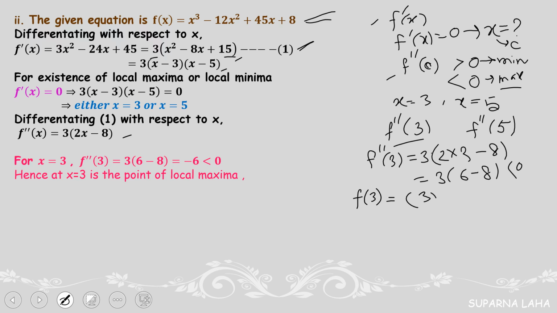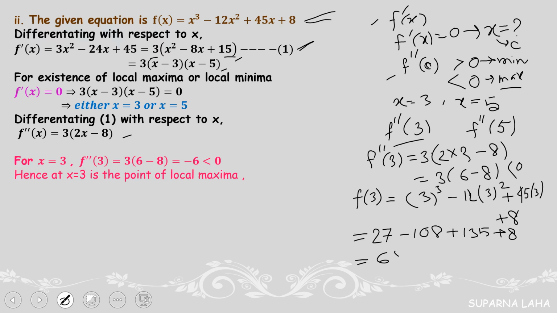So 3 cube minus 12 into 3 square plus 45 into 3 plus 8. Simplify it: 3 cube is 27, and 12 into 9 is 108, 45 into 3 is 135, plus 8. If we simplify it again we will find this value is 62. So the maximum value is 62.